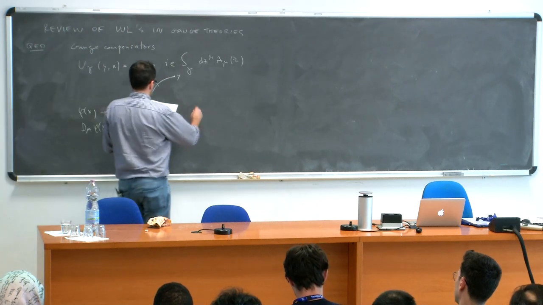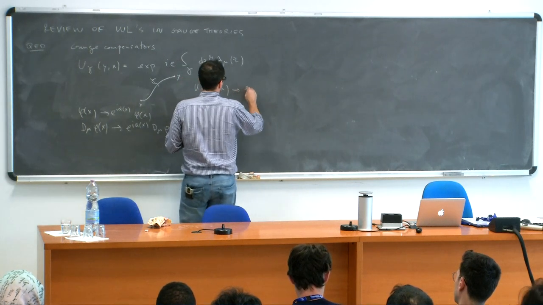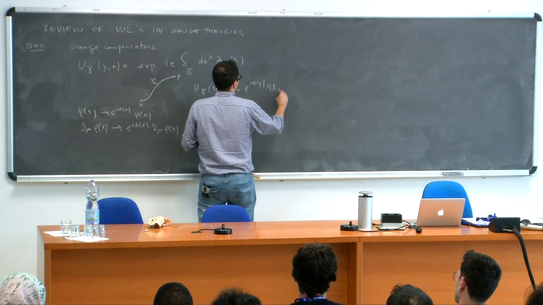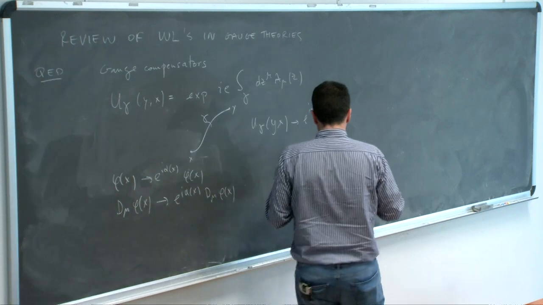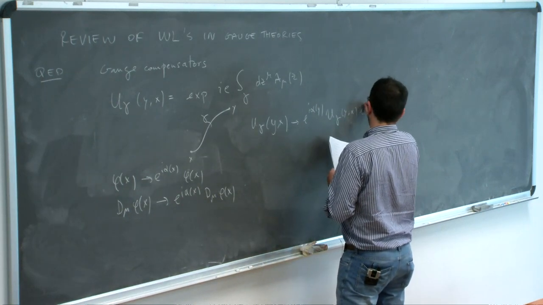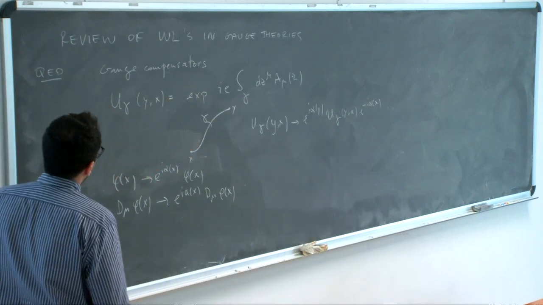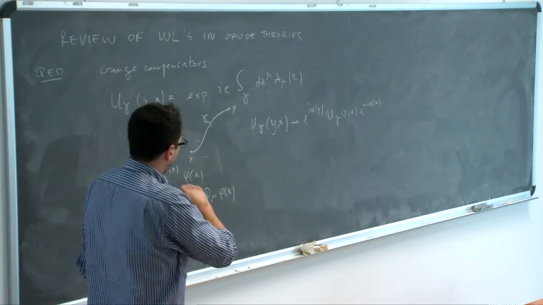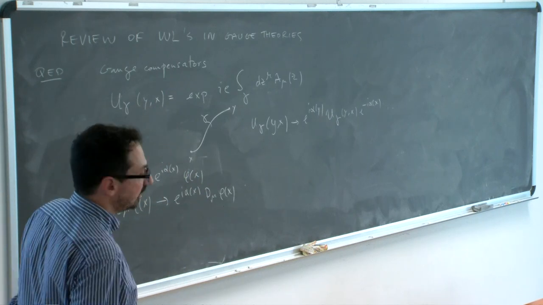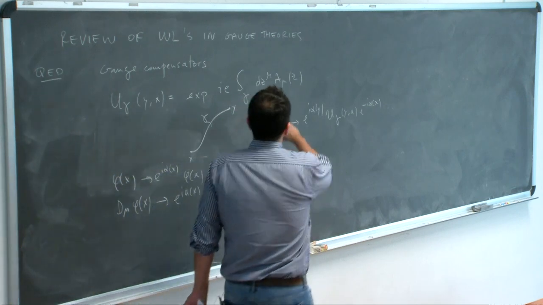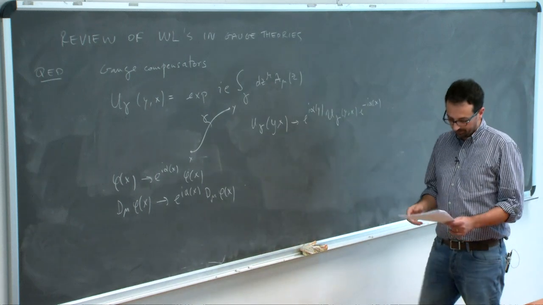Because this guy transforms as e^{iα(y)} U_γ(y,x) e^{-iα(x)}. Okay? So this object depends on the path gamma that you're taking to go from x to y, unless the field A is a pure gauge, so unless F_{μν} is equal to 0.